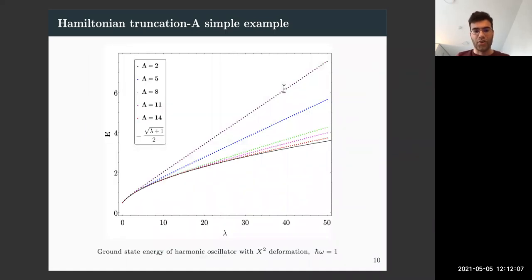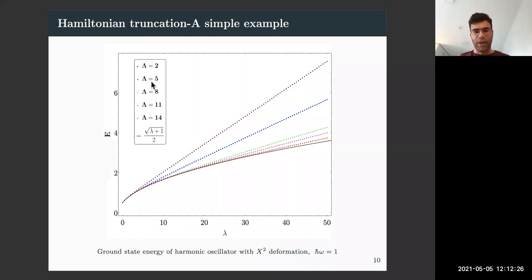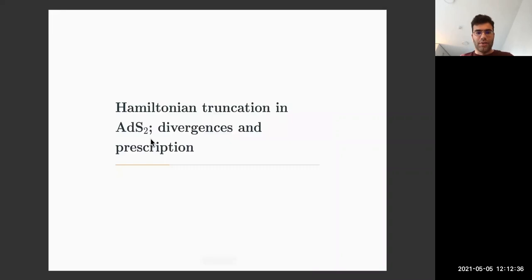And here, I just show you what happens. We set n equal to 2. We have this deformation of x squared. And we know the exact solution. It's the solid line. And these are the data of Hamiltonian truncation. And as you can see, when we increase our cutoff lambda, it goes to the exact value. I set h bar omega here to 1. So these were the basics I want to just quickly discuss. Is there any question so far?